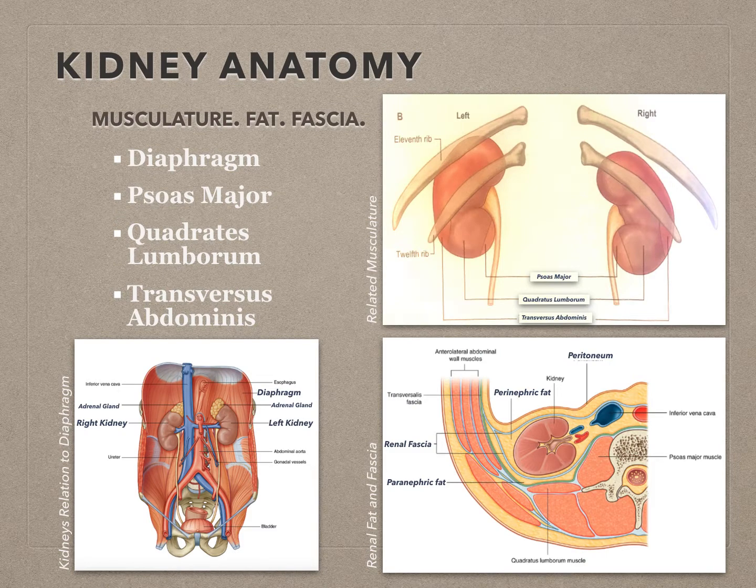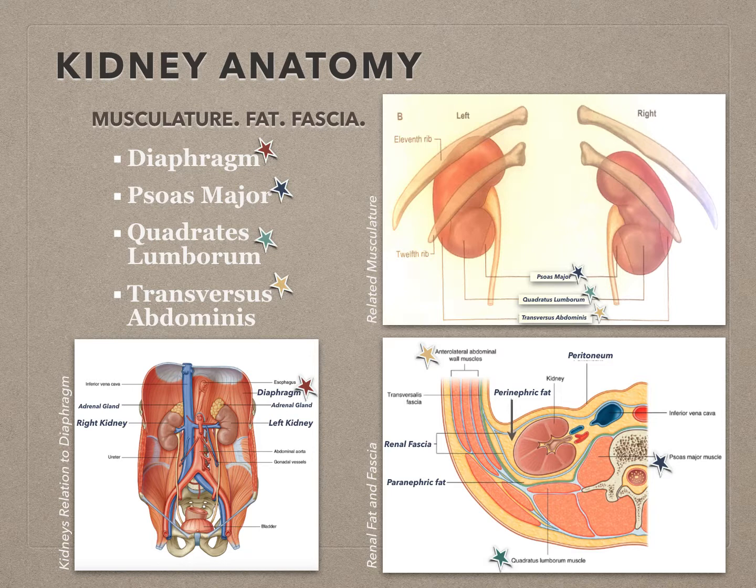When we peel back other major viscera, we find a pair of kidneys nestled adjacent to the posterior abdominal wall created by the diaphragm. The four main muscles related to the kidney are the diaphragm, the psoas major, the quadratus lumborum, and the transversus abdominis, which is part of the abdominal wall.